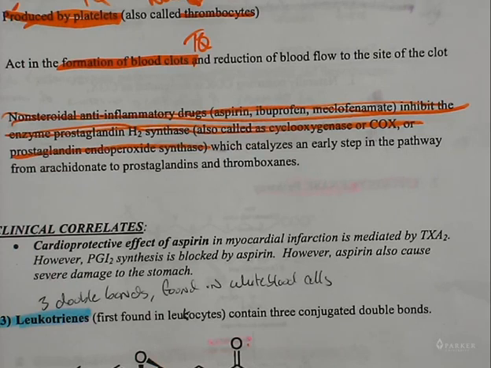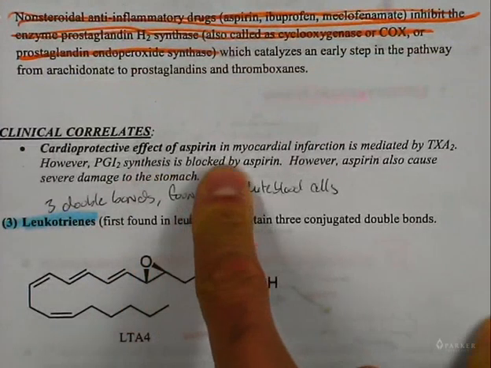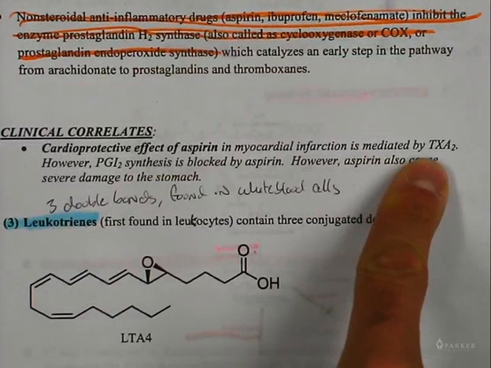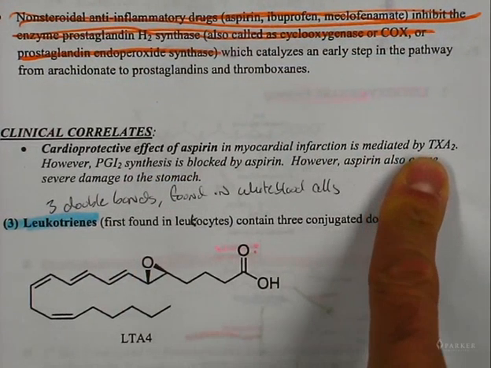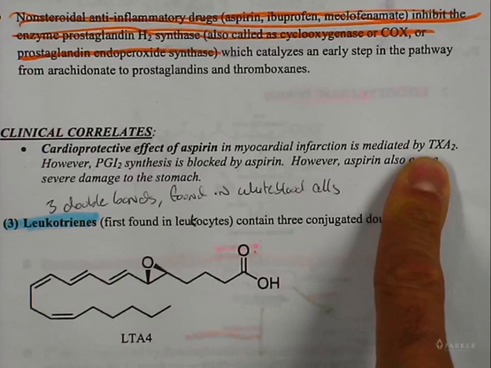We're actually going to look at the specific mechanism of action of aspirin later. But the reason it thins your blood is because it stops the production of thromboxanes. The reason it decreases inflammation is because it stops the production of prostaglandins. We'll talk about that again. Oh, here we go. Cardioprotective effect of aspirin in myocardial infarction is mediated by TXA. In other words, it thins your blood, so the thromboxanes are what's important.